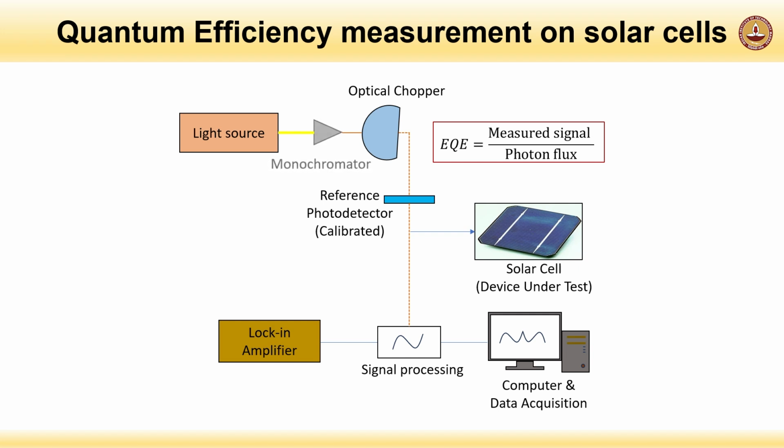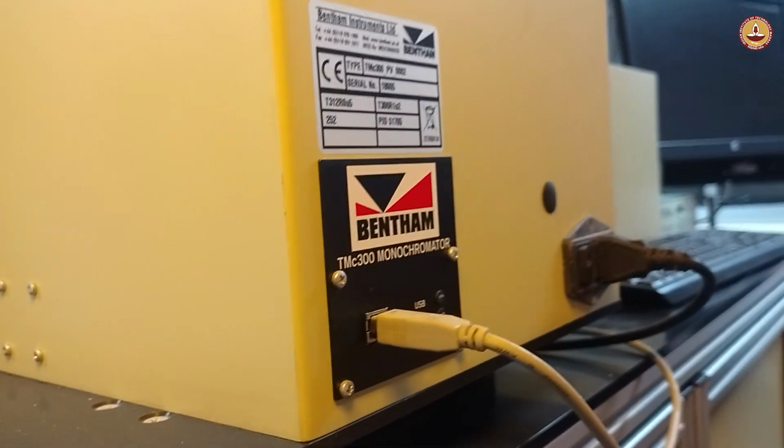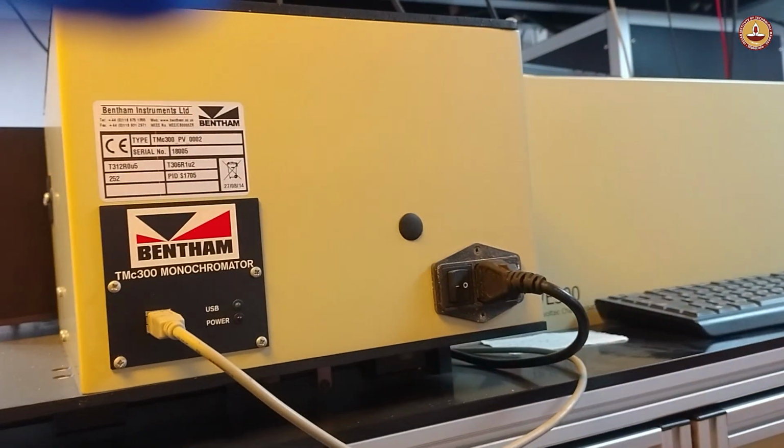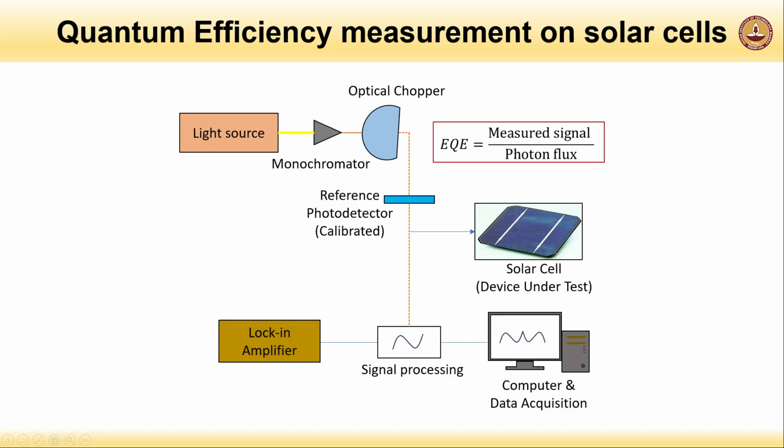The monochromator selects a specific wavelength from the broadband light to illuminate the solar cell. It uses diffraction gratings or a prism to disperse the white light into its component wavelengths, allowing only a narrow band of light to reach the sample at any time. In our system, a Bentham TMC300 monochromator is used to select specific wavelength of light for EQE measurements.